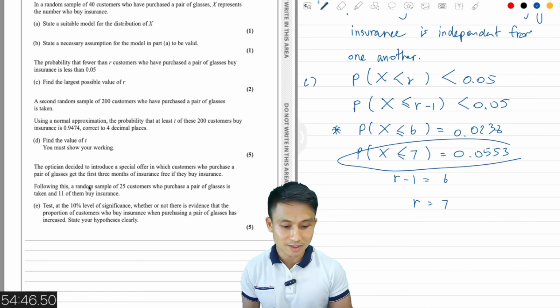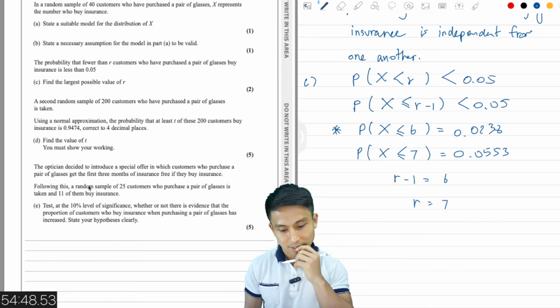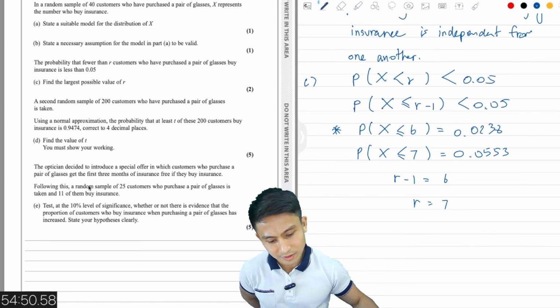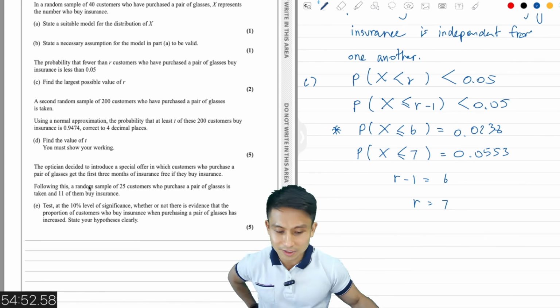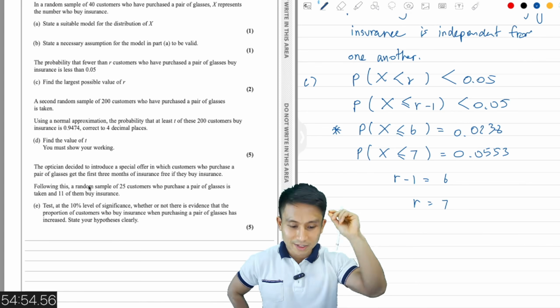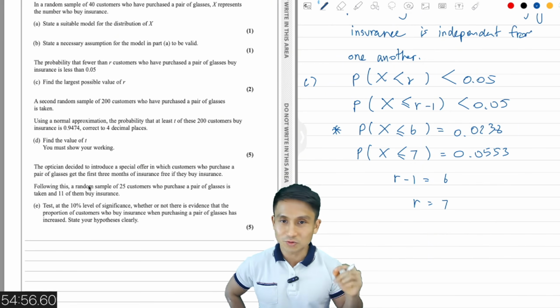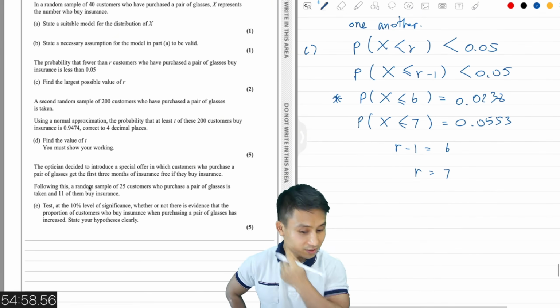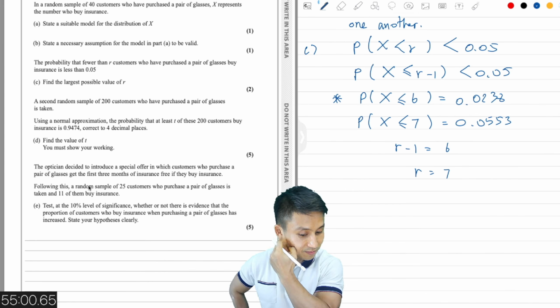Because if we pick this, wait, hang on. Largest possible? Yeah, that's right. Because that's just the one that is just less than. Yeah, the first one is just less than. So r should be 7 here.